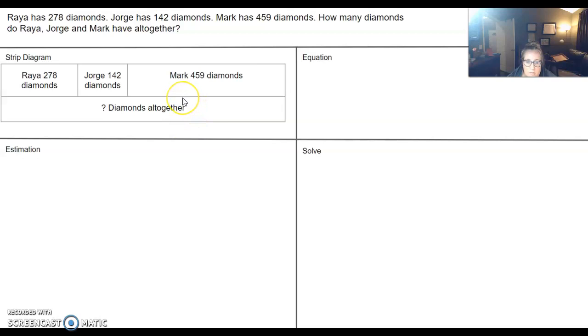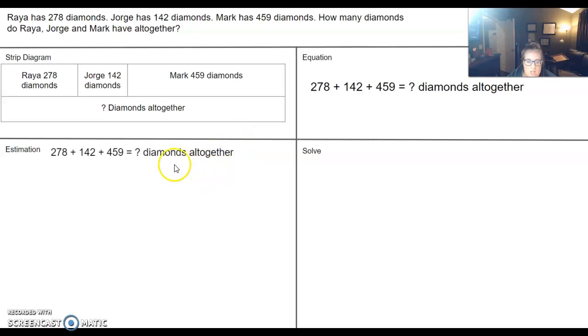So using my strip diagram, I can make my equation. And I'm going to do exactly what my strip diagram is telling me. I'm going to add 278 plus 142 plus 459, and that's going to give me how many diamonds I have all together. So there's my equation. Now I'm going to do my estimation, so I'm going to go ahead and bring my equation down just so I remember what numbers I'm using. Again, I'm going to use rounding as my form of estimation.